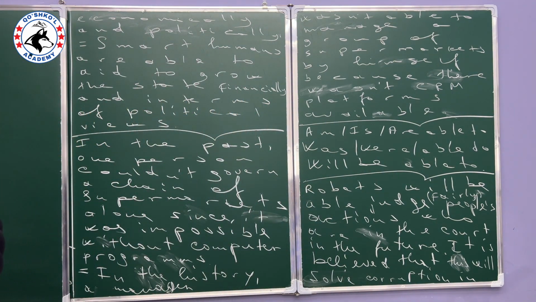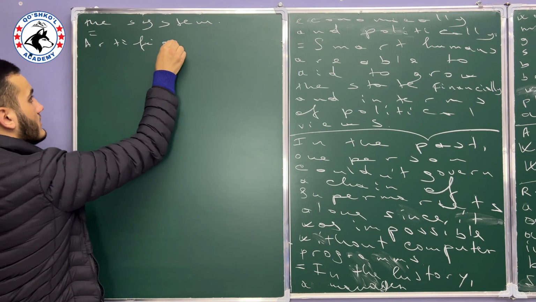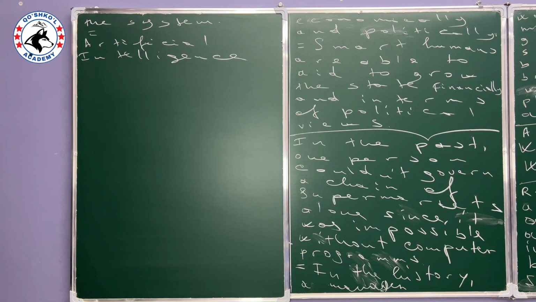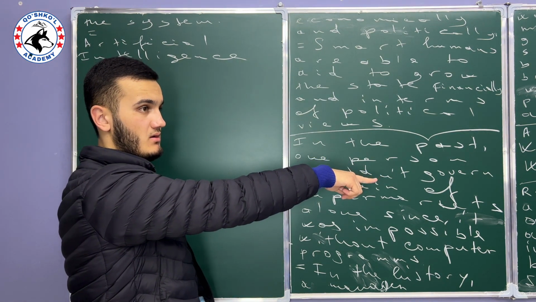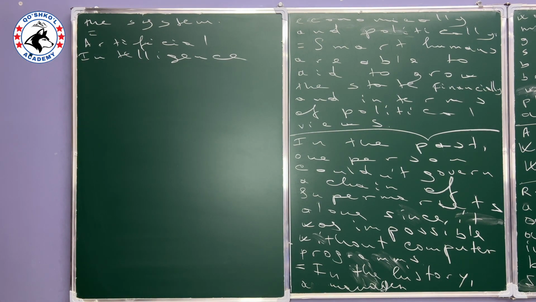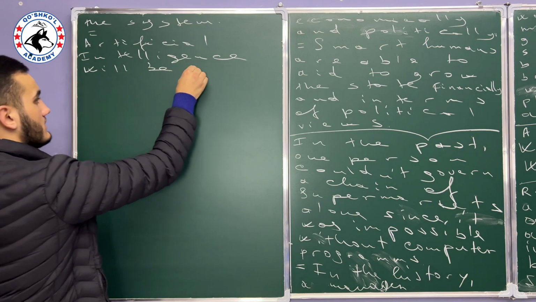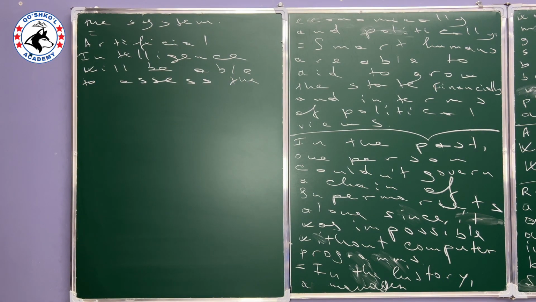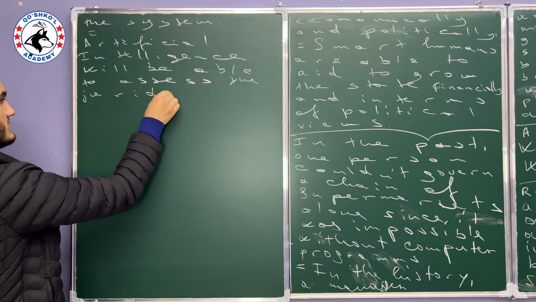Can people lie? Robots? Artificial. Intelligence. What? Referee. It's referee. But here it says web. Will be able to judge. Judge web, yes. Intelligence will be able to assess, do you know? Assess the juridical issues.